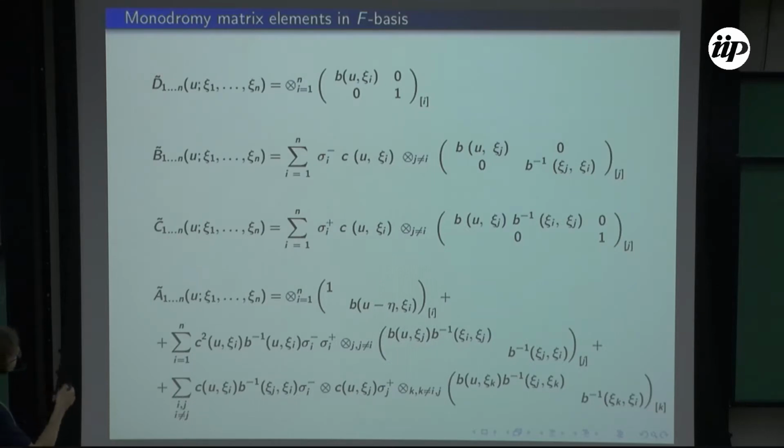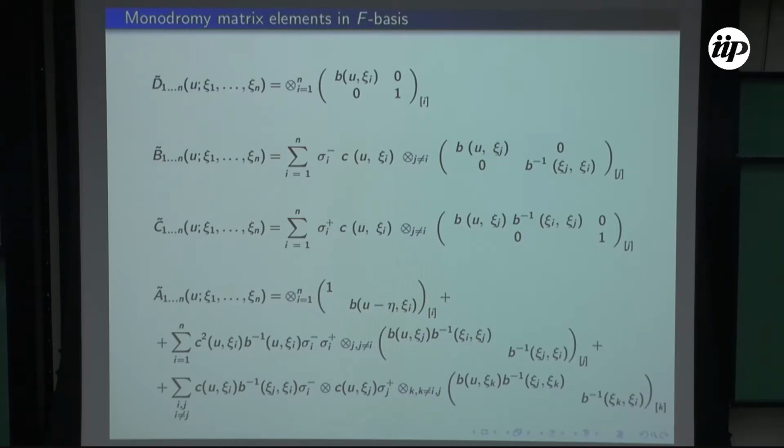This D in this F basis is just going to be diagonal. So you can also think about it as the eigenbasis of this D, and this B and C. Let's look at the structure. I think it's diagonally dressed operators. There is a spin flip operator at site i with some scalar factor, and it's diagonally dressed and summed over i. And the same kind of structure with C, just with sigma plus.